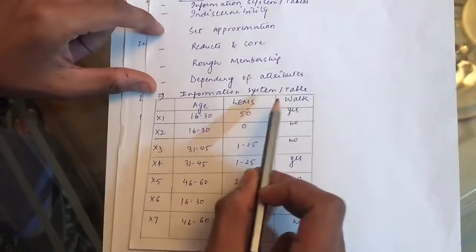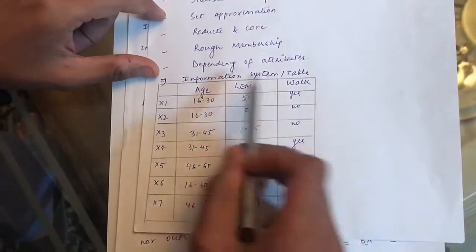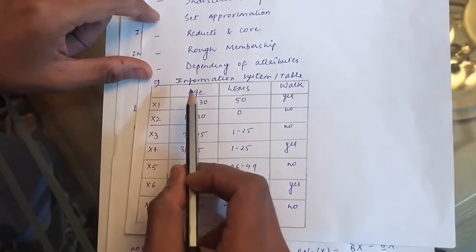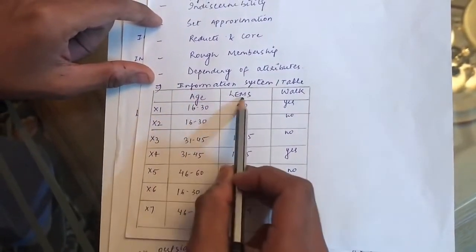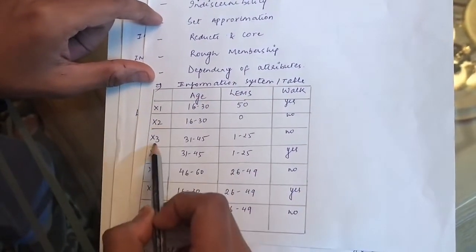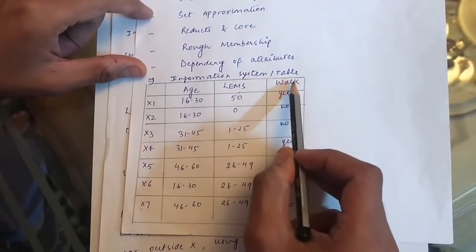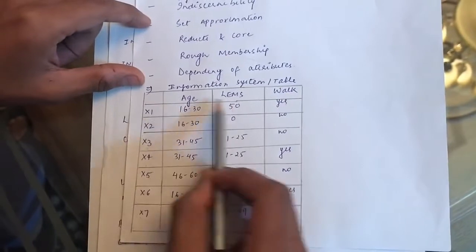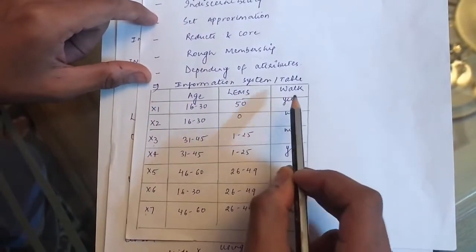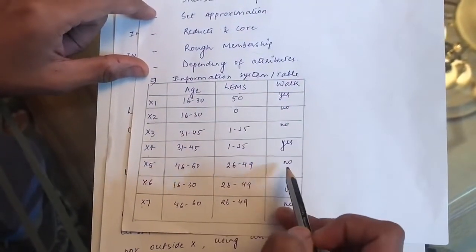So information system or table is a pictorial representation like this, where we are given attributes where age and lengths are the attributes, x1, x2, x3, x4, x5, x6, x7 are the tuples, and walk is a conditional attribute, because using these attributes we are arriving at a decision whether yes or no. So this is known as a conditional attribute.